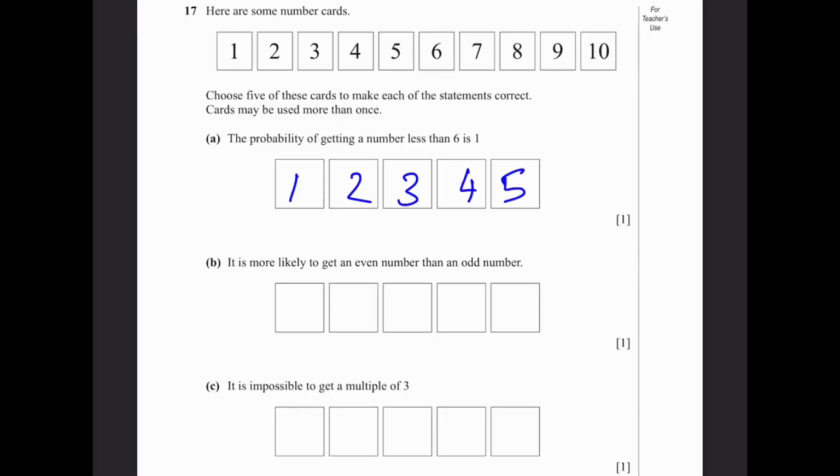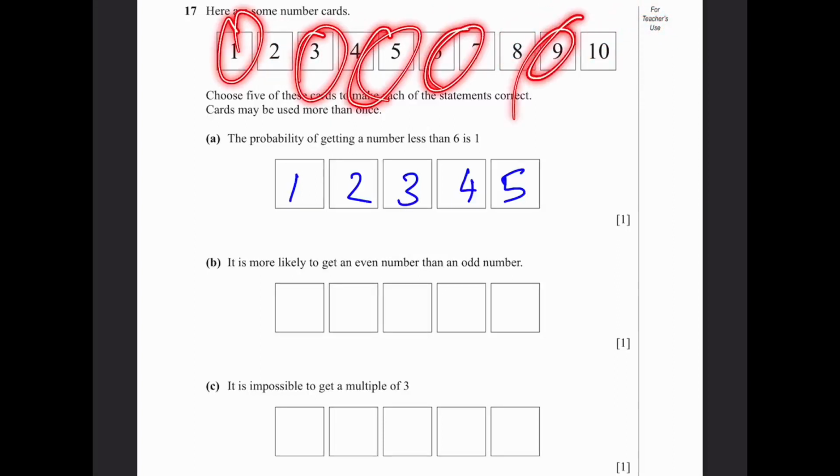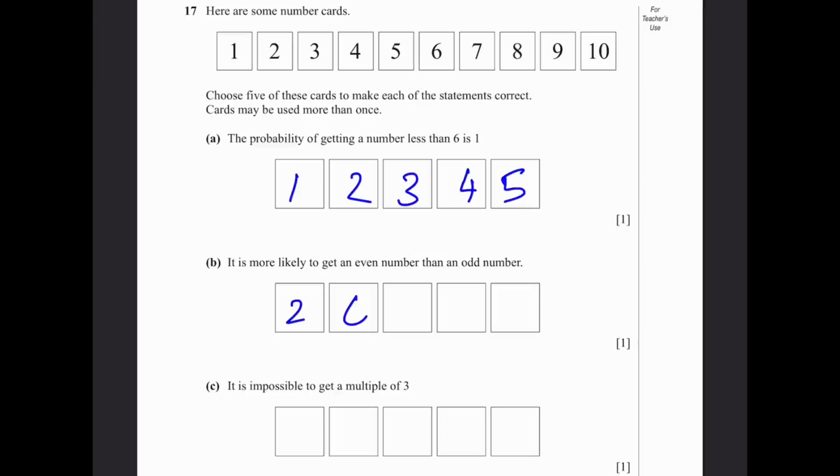B. It's more likely to get an even number than an odd number. That means there should be more even numbers like 2, 4, 6, 8, 10 than odd numbers 1, 3, 5, 7, 9. Let's keep it as 2, 6, 9, 3, 10.